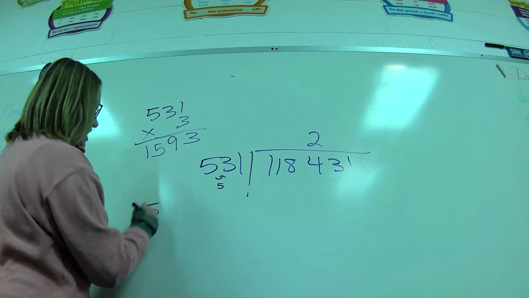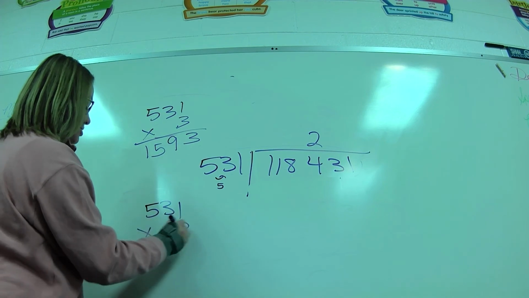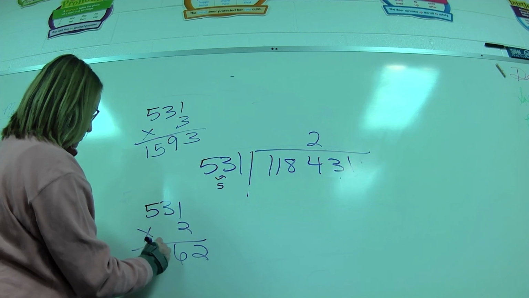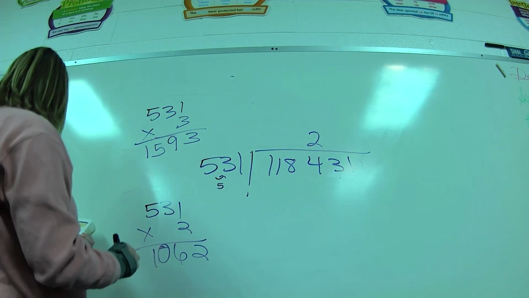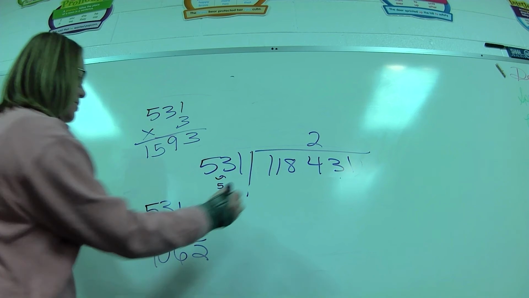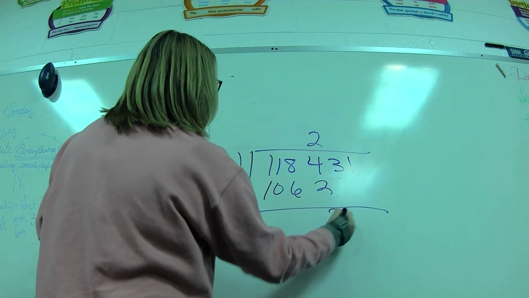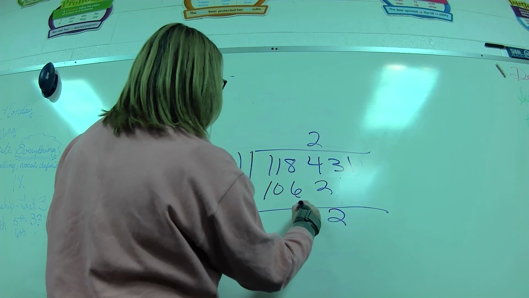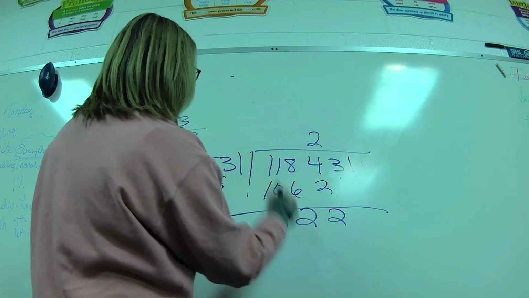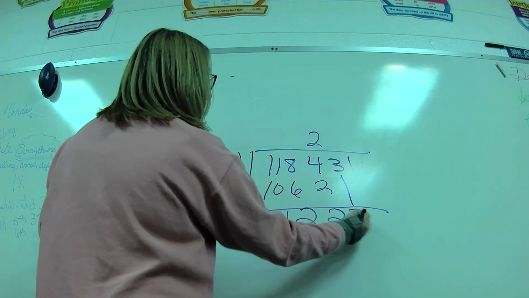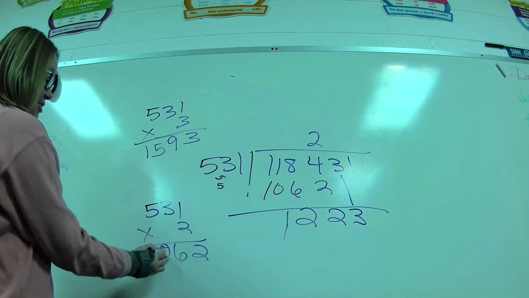All right, so 531 times 2, 2, 6, 10. About messed up again, right? 1,062. That's 2. That's 2. And that's 1. Now I got 122. Now I bring down the 3. It has to be 2 again.